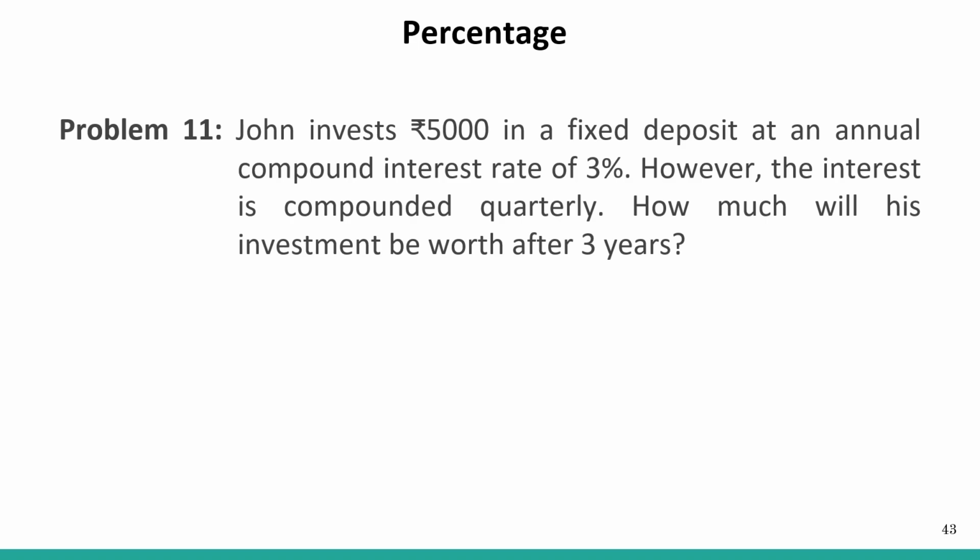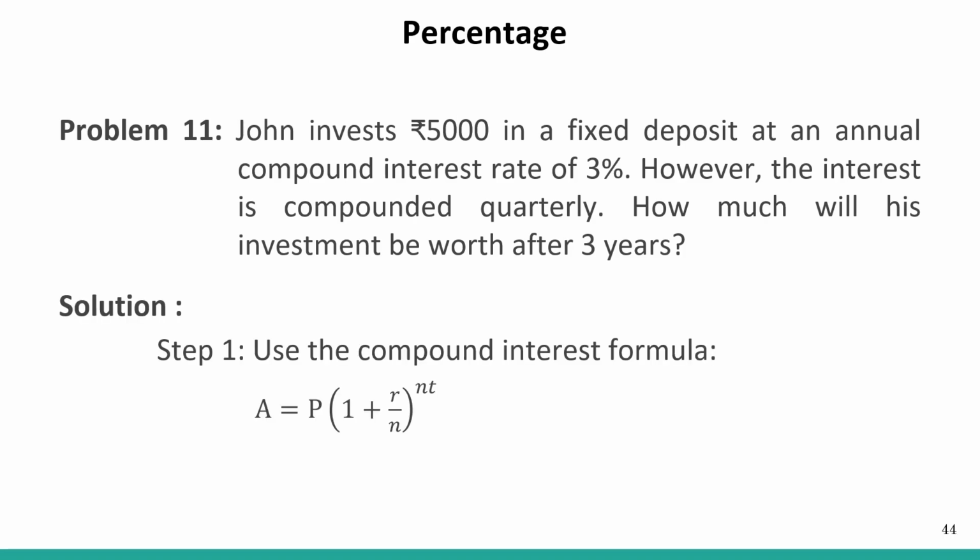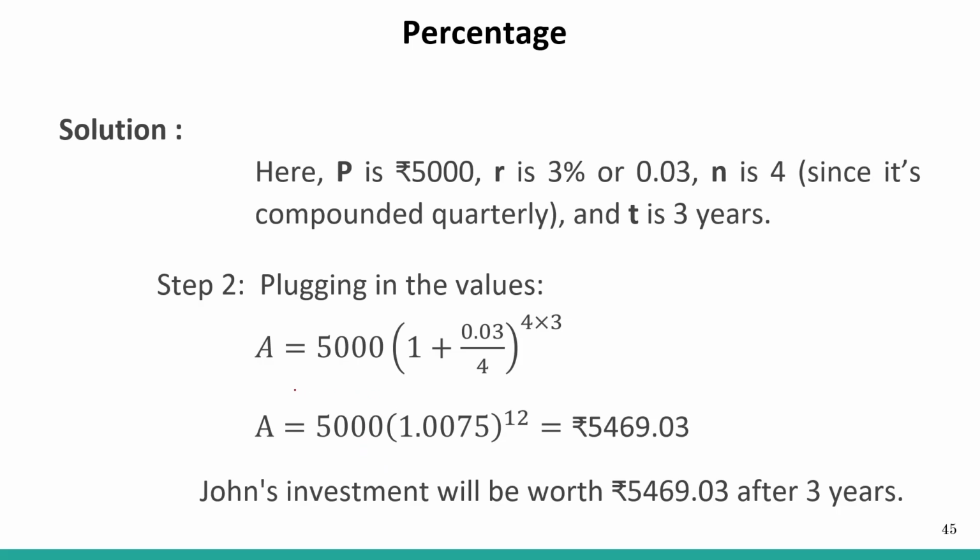So let's see problem number 11. John invests 5,000 in a fixed deposit at an annual compound rate of 3%. However, the interest is compounded quarterly. So how much will his investment be worth after 3 years? Let's see the solution using the same formula. Again we use that formula, plugging in those values.